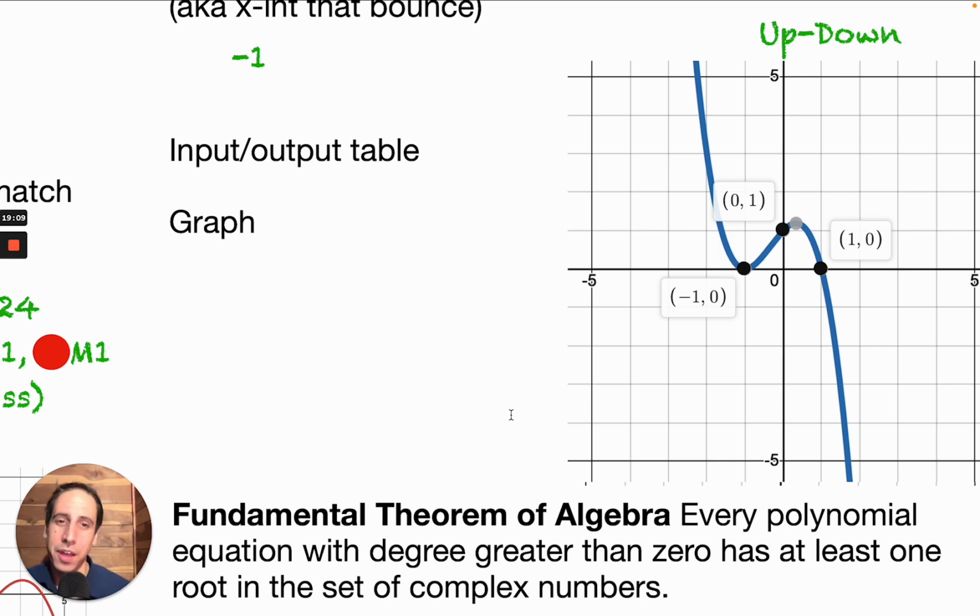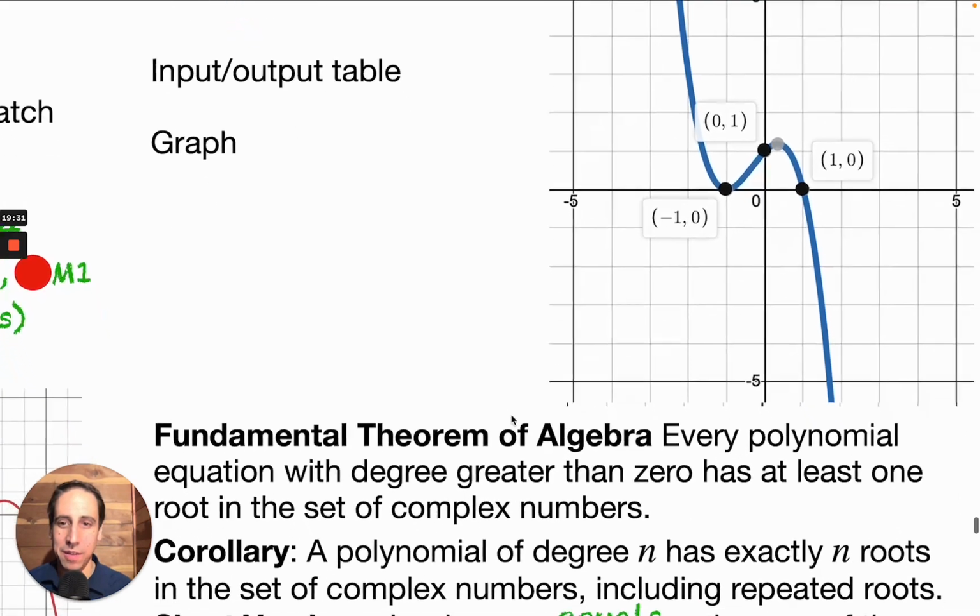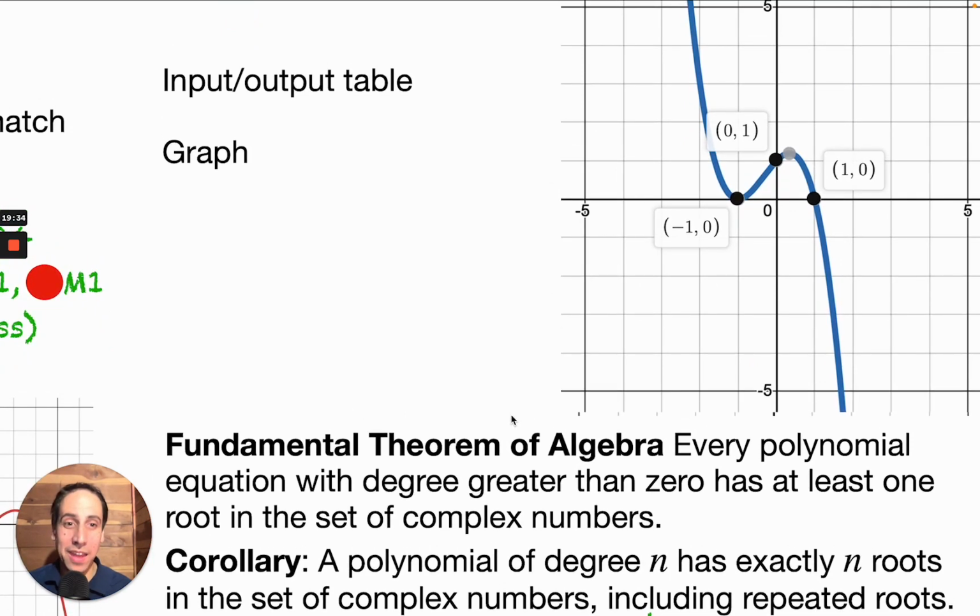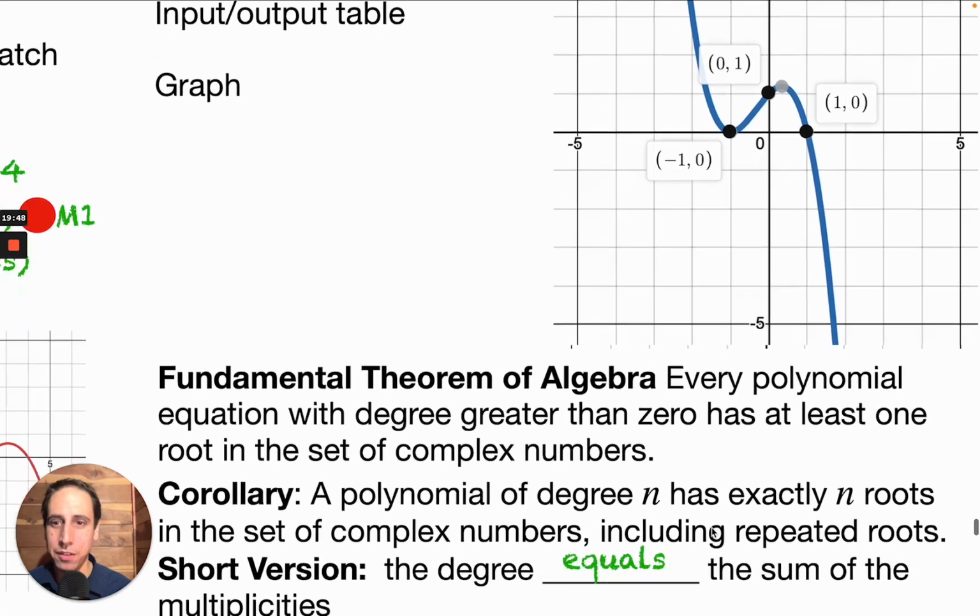So the fundamental theorem of algebra is that every polynomial equation with a degree greater than 0, that's like all the polynomials we've seen here, if it has a degree of 1 or 2 or 3 or 5 or whatever, has at least one root in the set of complex numbers. You might be like, all right, yeah, they've got some roots. That's fine. As a corollary, a polynomial of degree n has exactly n roots in the set of complex numbers, including repeated roots. The word repeated is actually referencing the multiplicity. That might seem like gibberish at the moment, but stick with me.